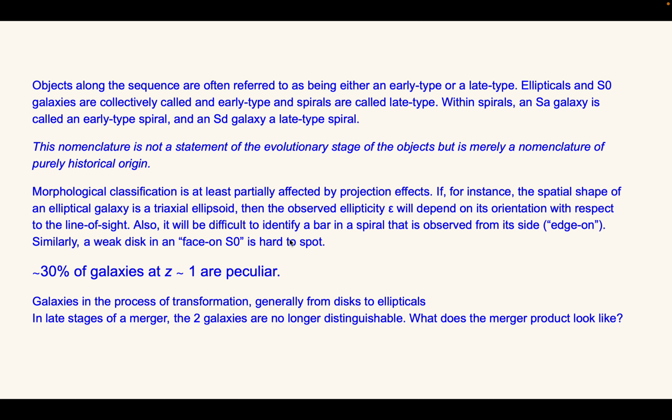This thing you have to keep in mind, that this early type, late type is not the evolutionary thing. This is purely history. In the latest stage of a merger, two galaxies are no longer distinguishable. This product of the merger often looks like some loosely bound system, irregular system, or irregular galaxies.